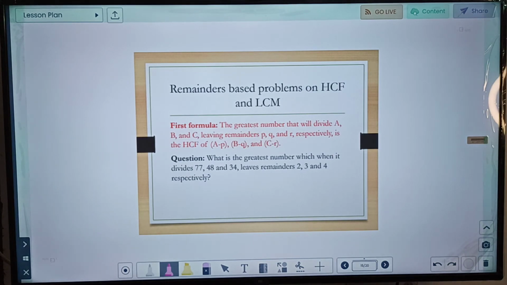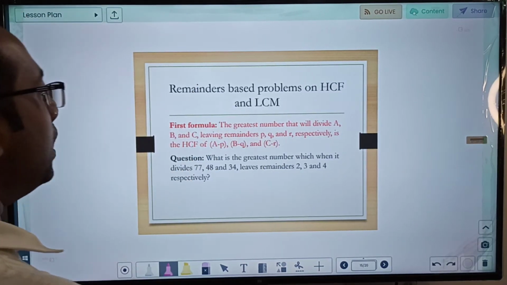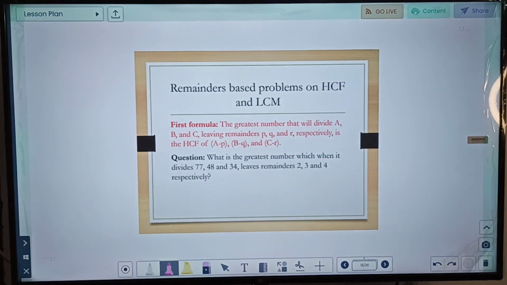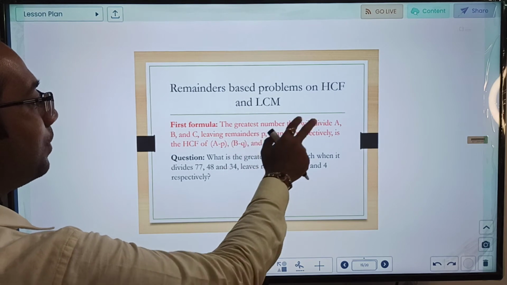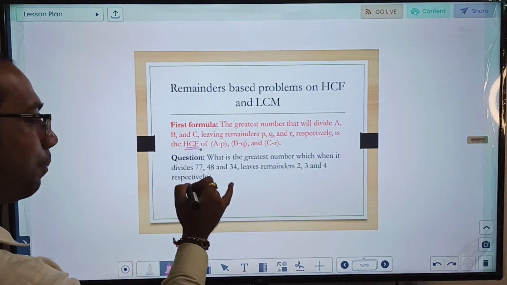The first formula says that the greatest number that will divide A, B, C, leaving remainders P, Q, R respectively, is the HCF of A minus P, B minus Q and C minus R. So if we are given a question asking for the greatest number which will divide three numbers, and some particular remainders are given, then the simple formula is to subtract those remainders from the numbers and find the HCF of those. Let us apply this formula.